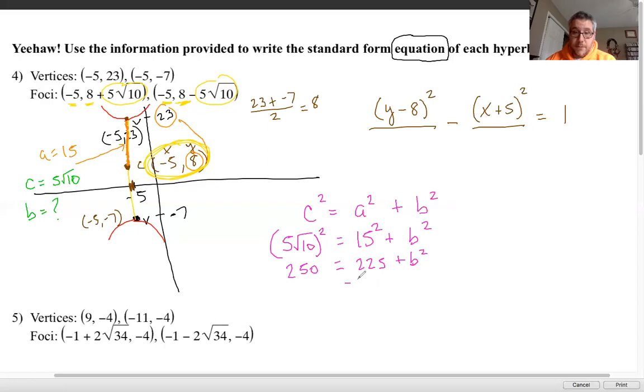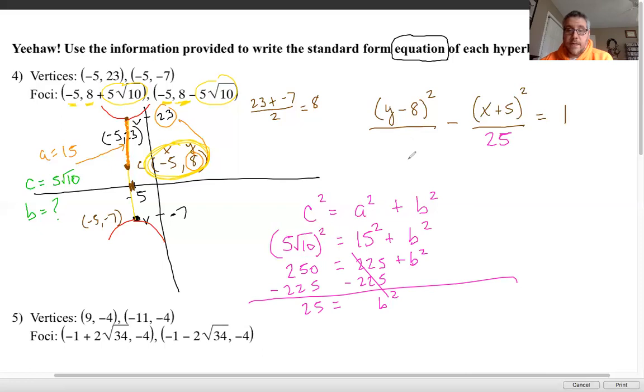Next, subtract 225 to both sides so that you can get b squared by itself. 250 minus 225 is 25. These cancel, bring down your b squared. And you might be tempted, like I am, to take the square root, but you don't have to, because b squared is your second denominator. So as soon as I get that, I can stop. B squared is 25. Okay, boom, put it in right there, 25.